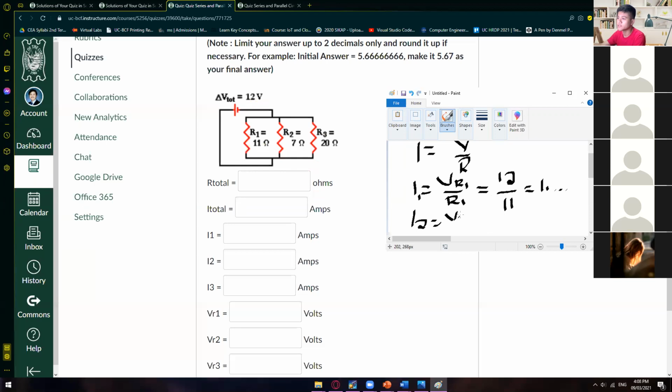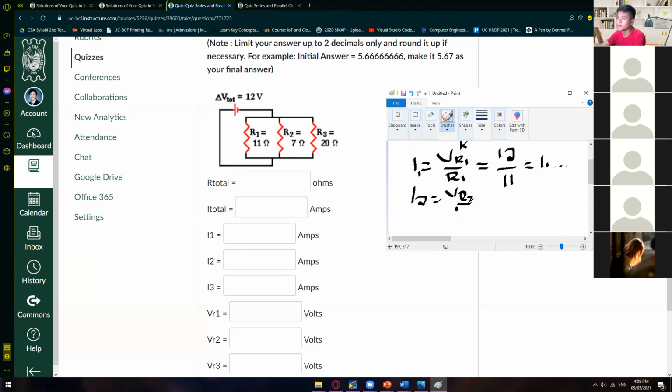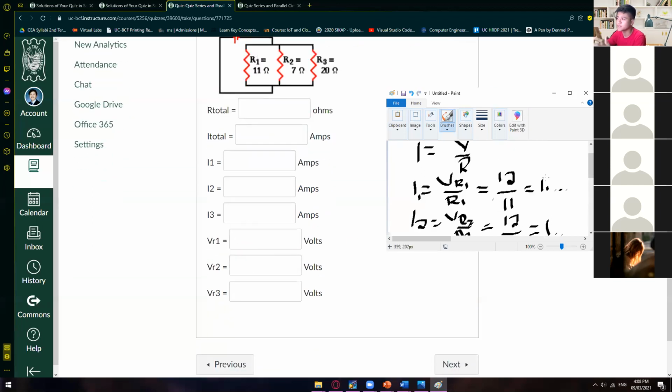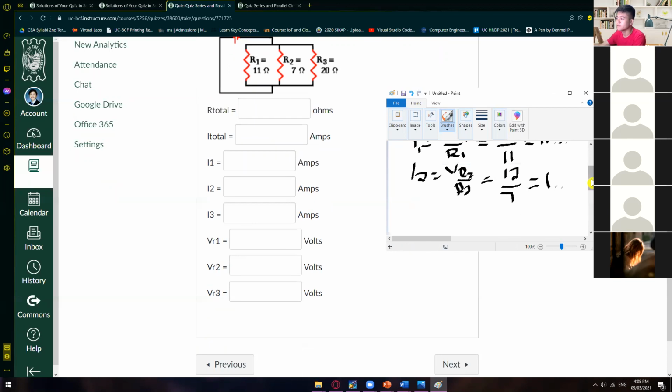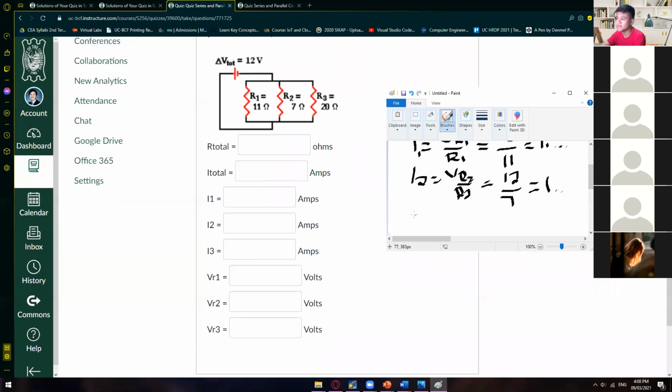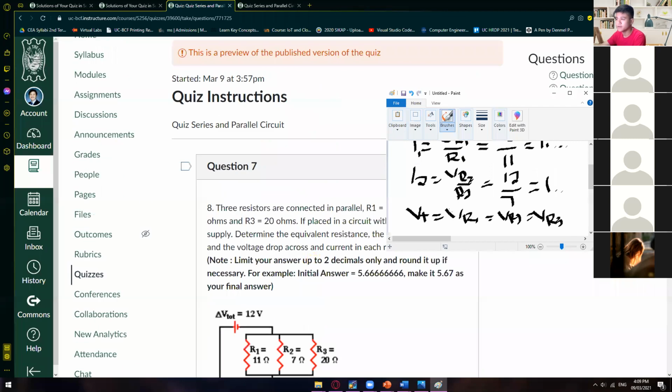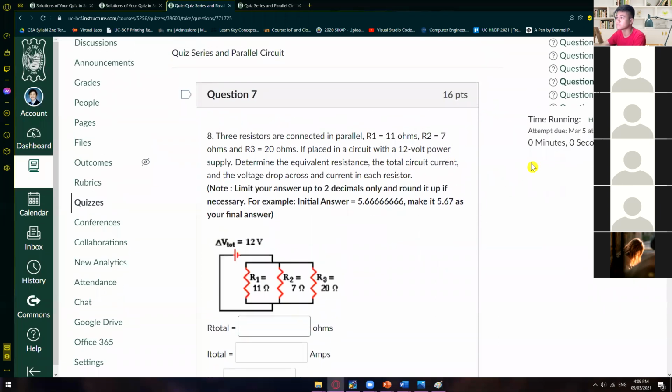So I2 is of course VR2 divided by R2: 12 divided by 7. Then you will get 1 point something. Up to I3. And then for the VRs, very, very simple since this one is in parallel. V total is equal to VR1 equals VR2, etcetera, up to however many resistances you have. So that's the answer or the solution for question number 7.